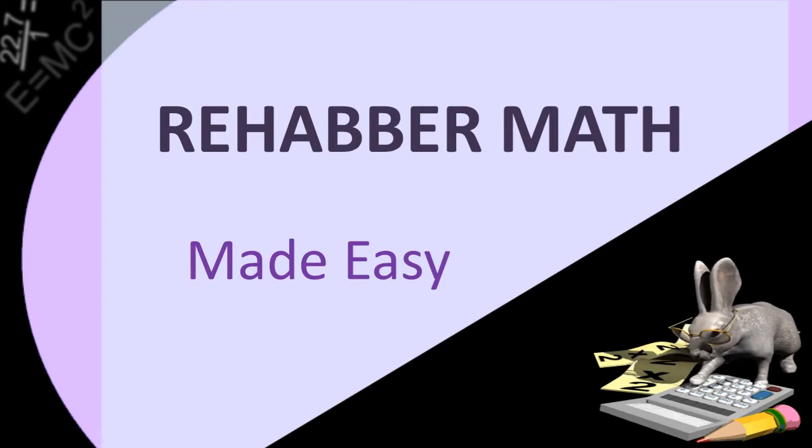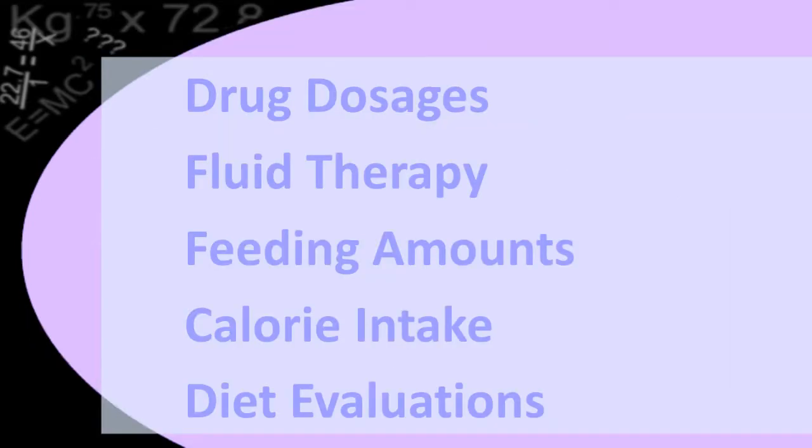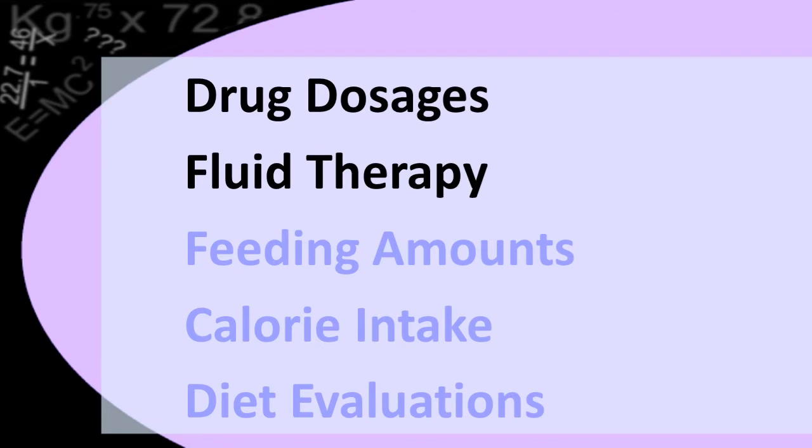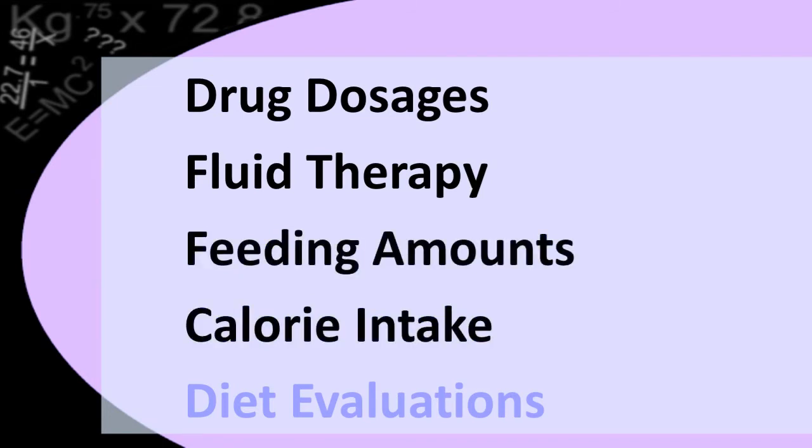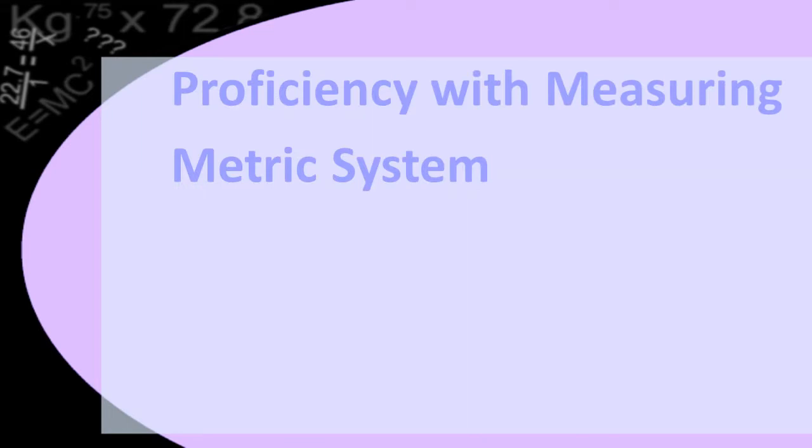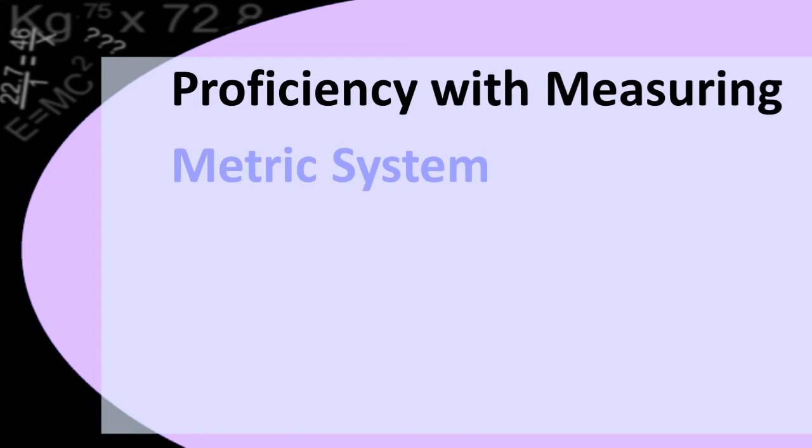Let's get started. In wildlife rehabilitation, basic mathematical calculations are needed when calculating drug dosages, fluid therapy, feeding amounts, caloric intake, and when evaluating diets. The wildlife rehabilitator also needs to be proficient in the use of several instruments of measure, such as a scale and syringes. Also, an understanding of the metric system and the ability to convert to and from the U.S. customary units is essential to proficiency in medical math.